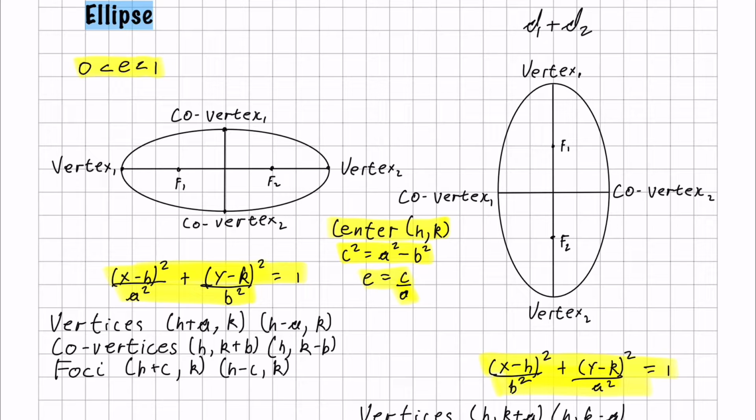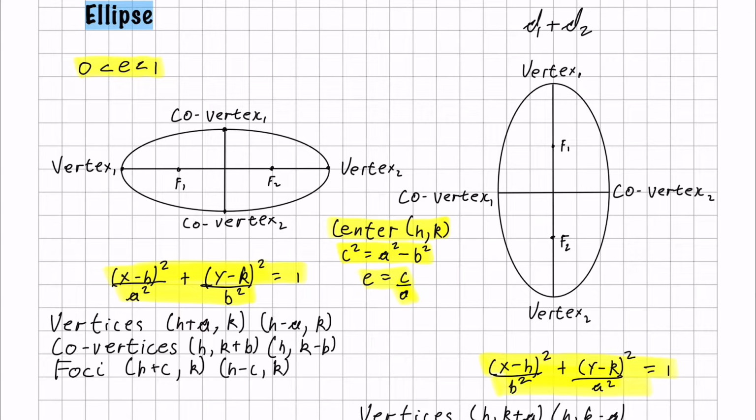There are two types of ellipses. There's the vertical ellipse and there's a horizontal ellipse. And these are the equations for them. We have x minus h whole squared divided by a squared plus y minus k whole squared divided by b squared is equal to 1. And here it's x minus h whole squared divided by b squared plus y minus k whole squared divided by a squared, which is equal to 1.